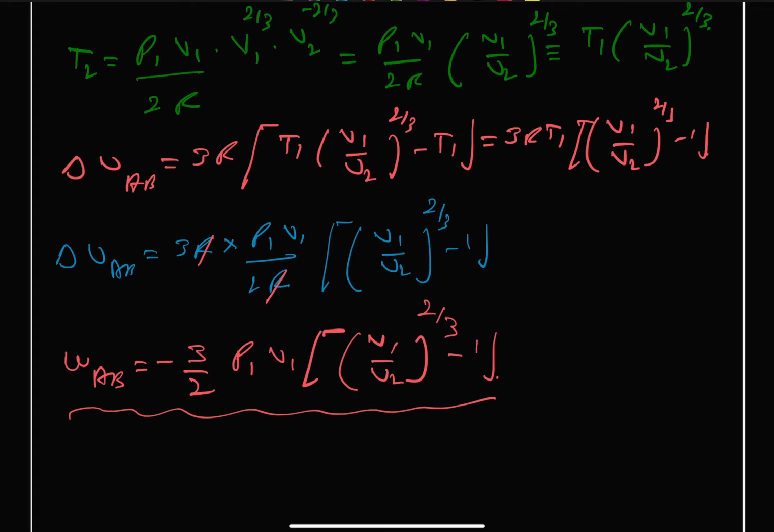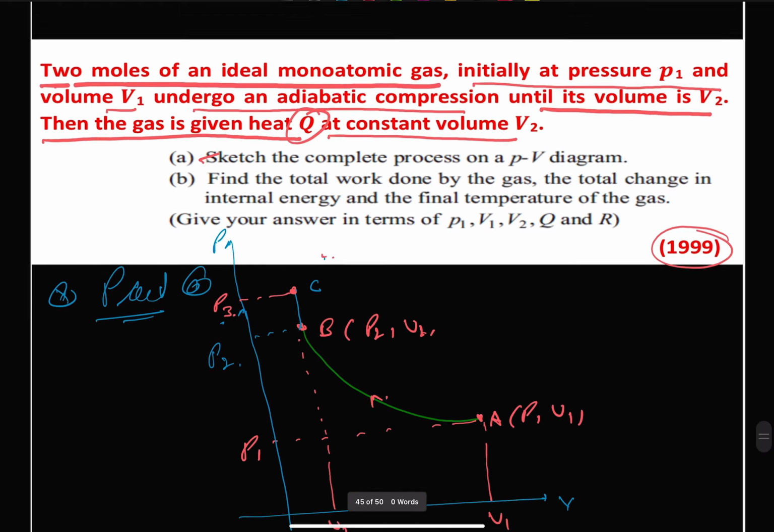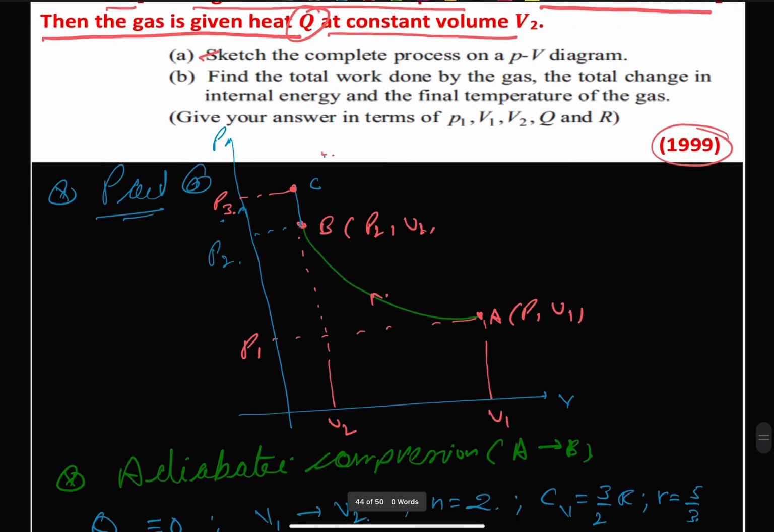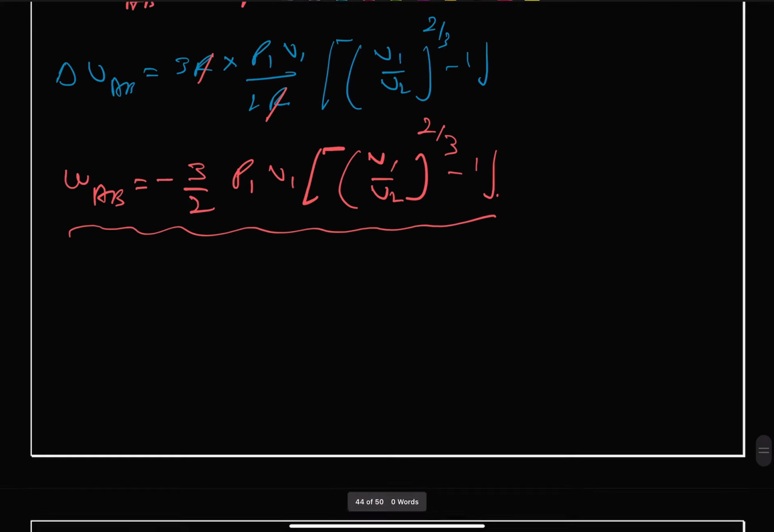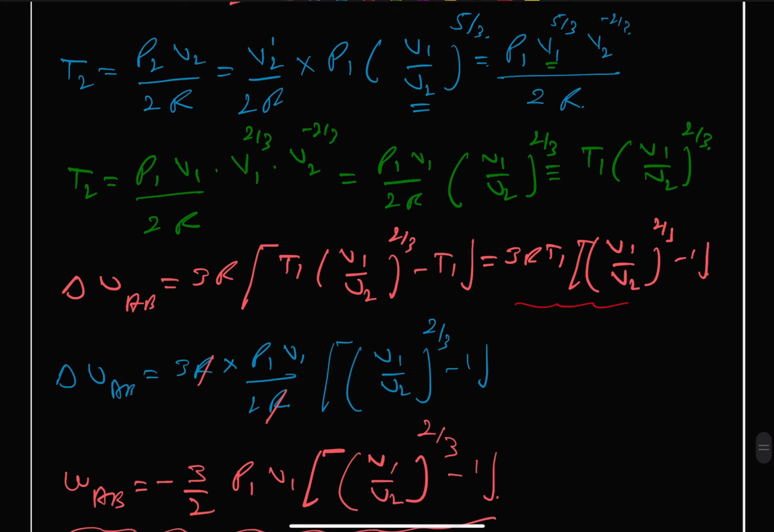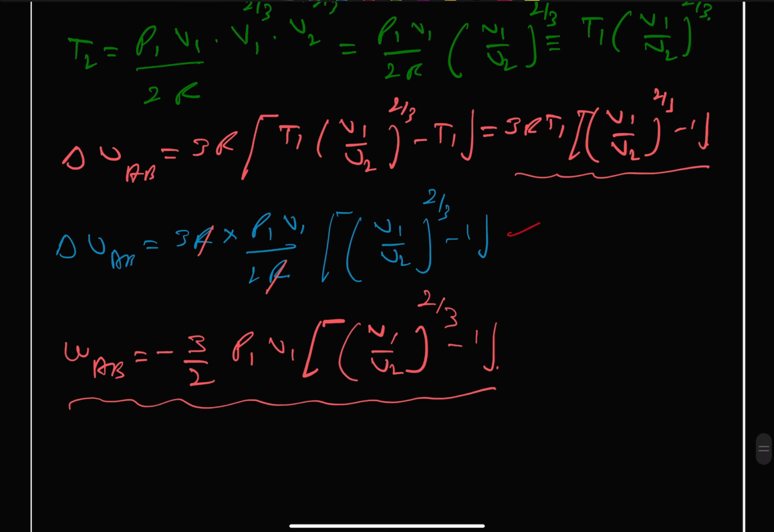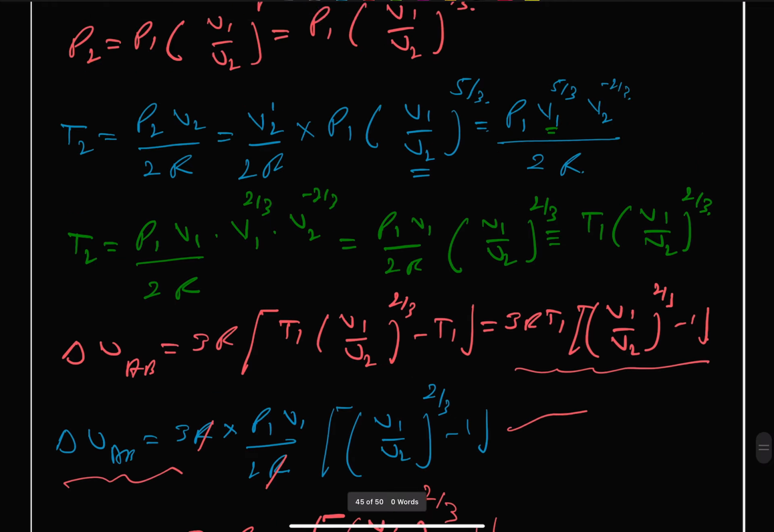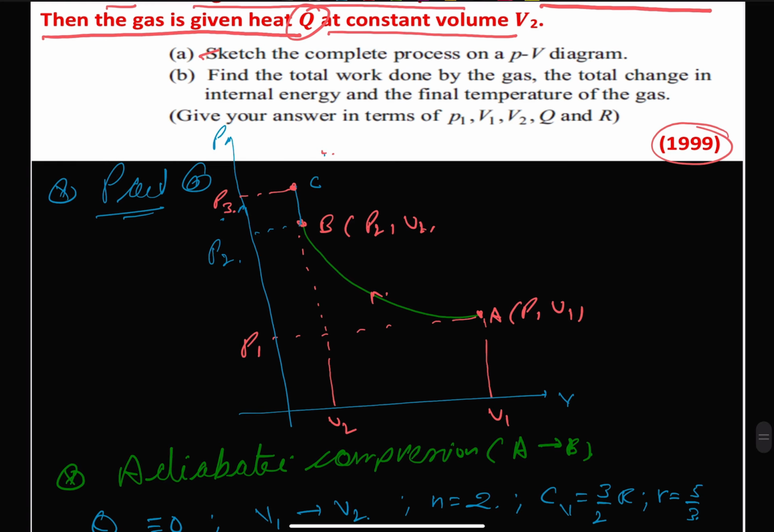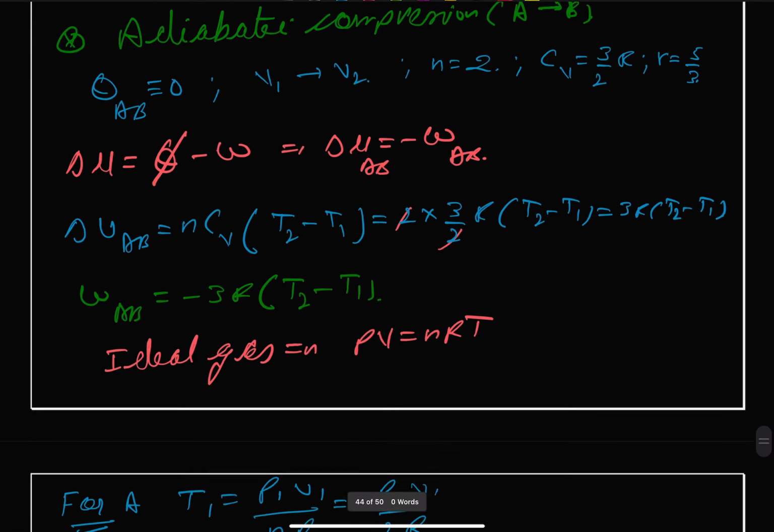And we have to find out the change in internal energy, and the final temperature also. Let's find out the change in internal energy, which we found out already. This is our change in internal energy. Any expression we can use. So this is our change in internal energy, work done, and then we have to find the final temperature because heat is supplied, and it moves to C, and this is our isochoric process.